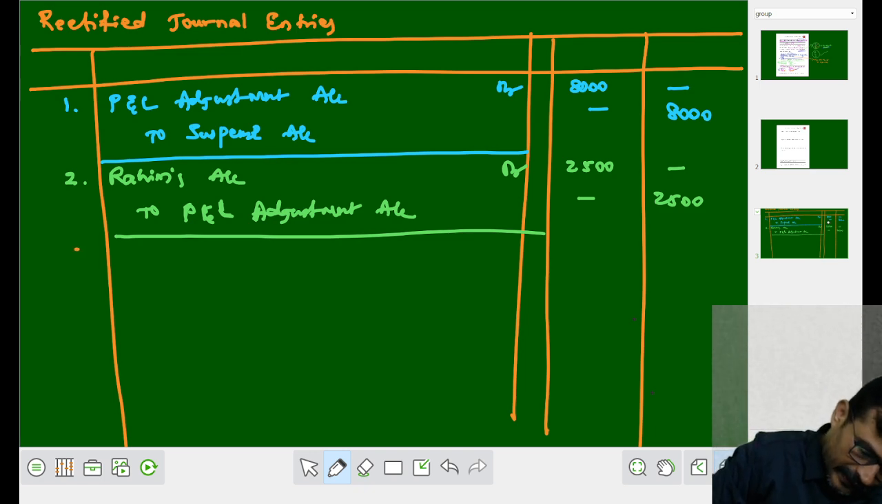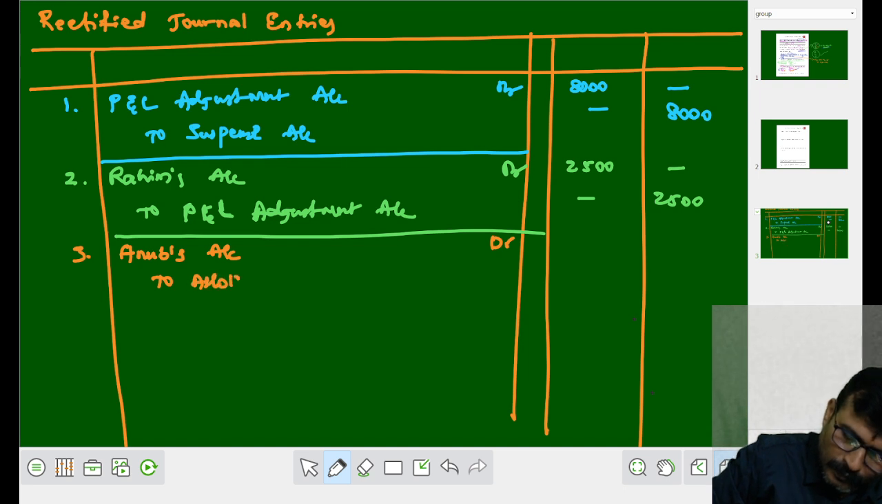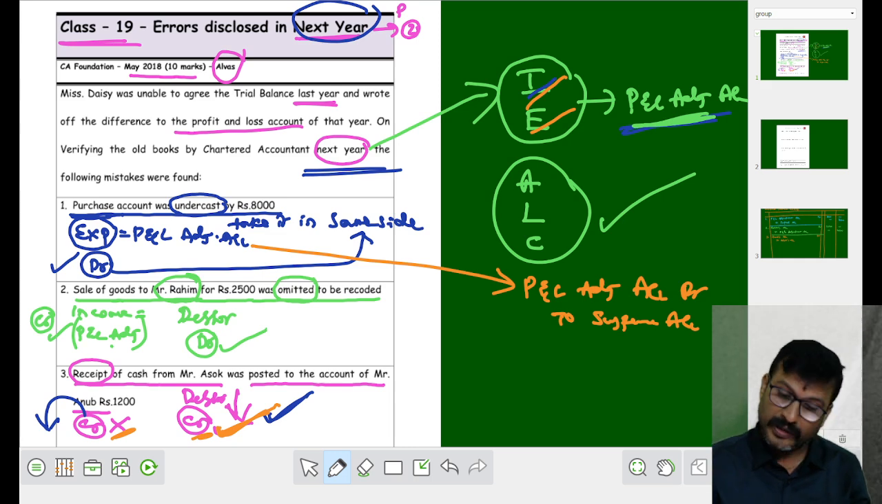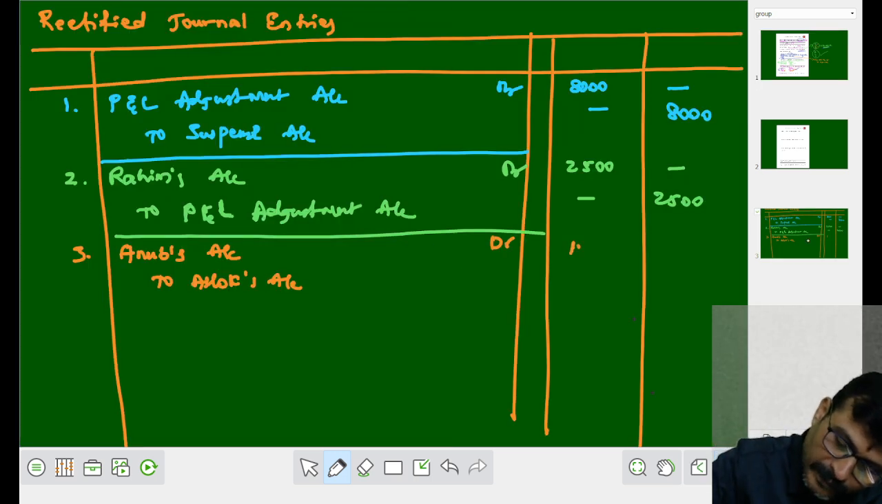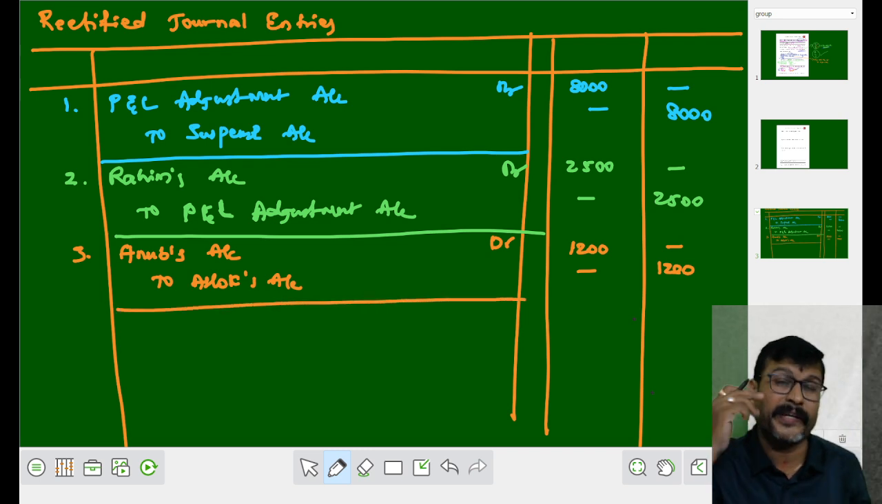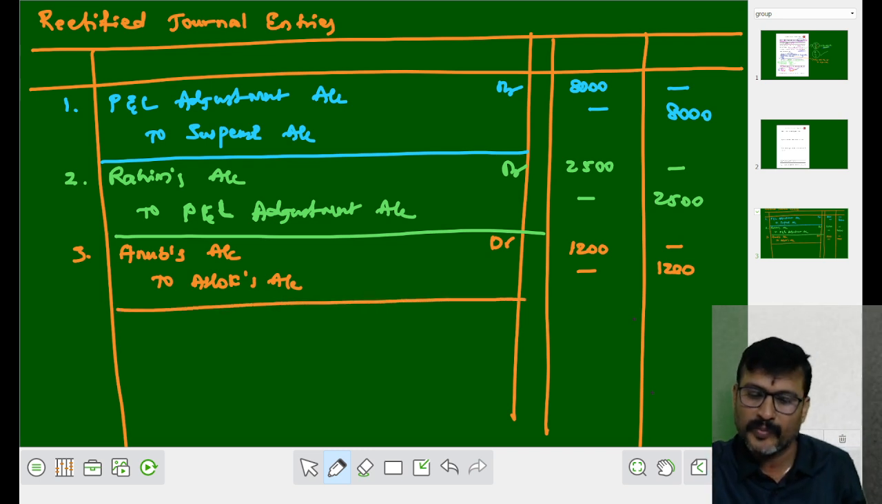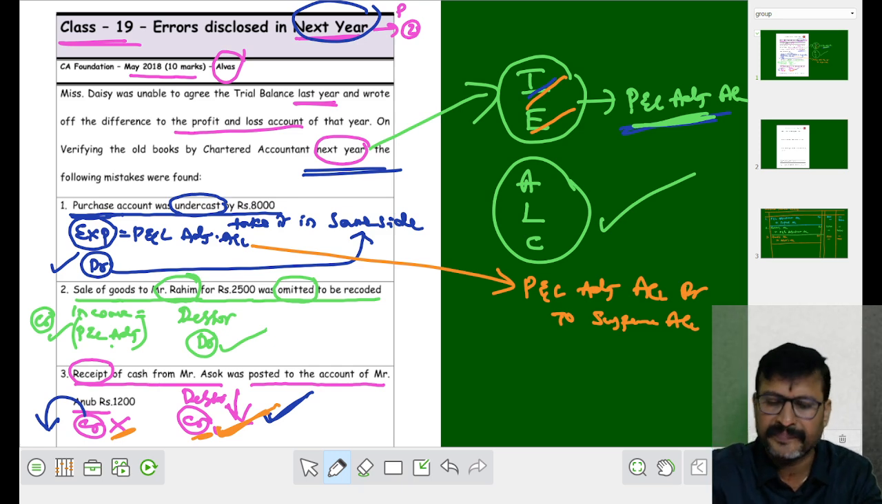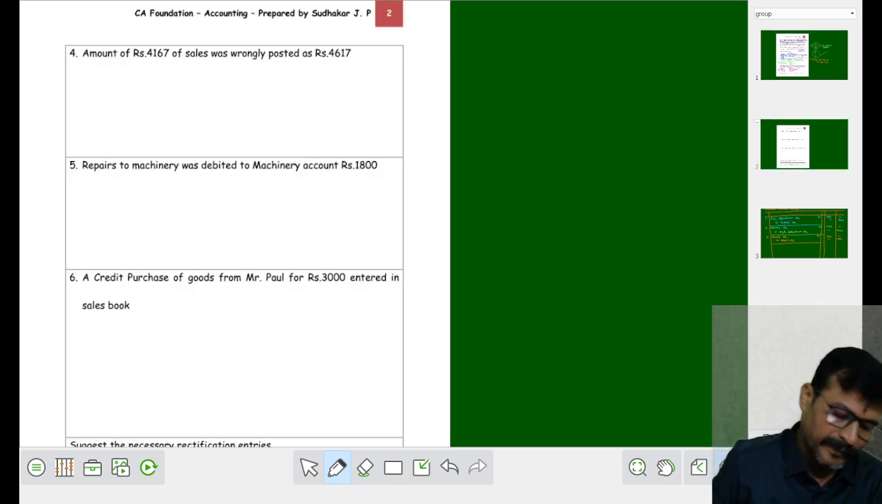The third entry. Anub's account debit to Ashok's account. How much amount? 1200, dash 1200. Being wrong credit to Anub's account is rectified. Fine. Shall we move on to the next one?